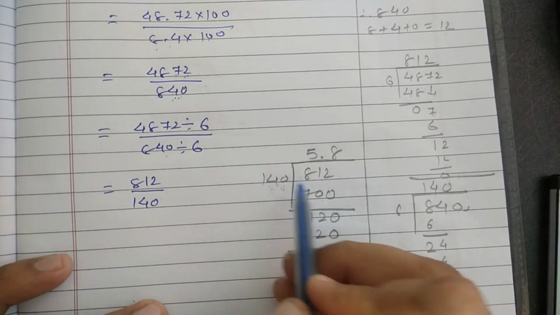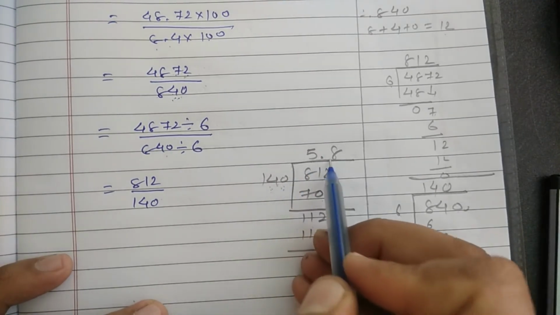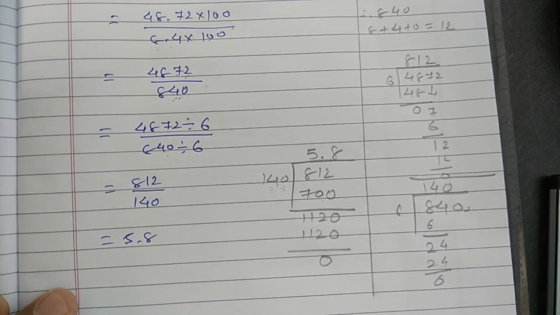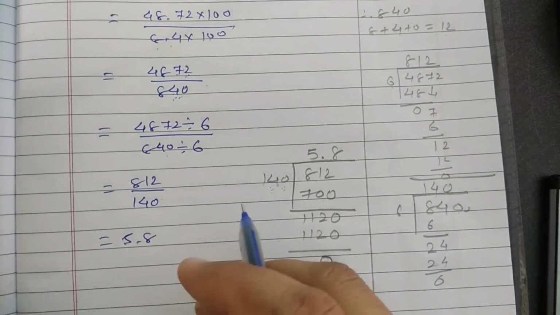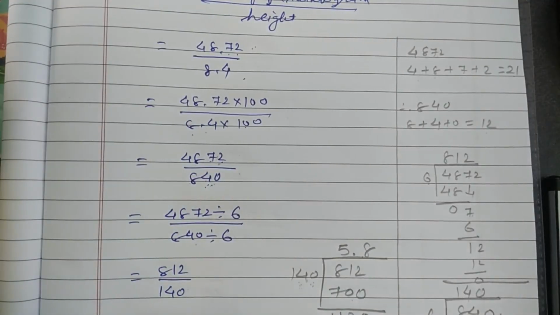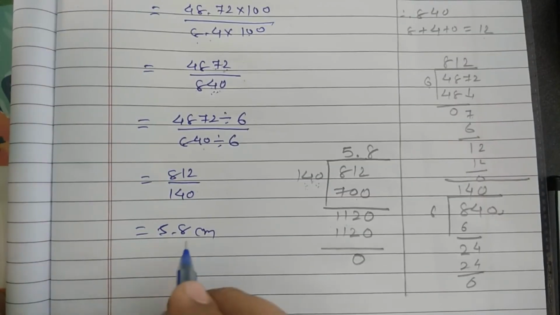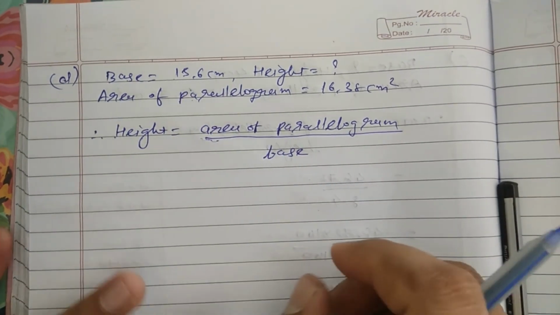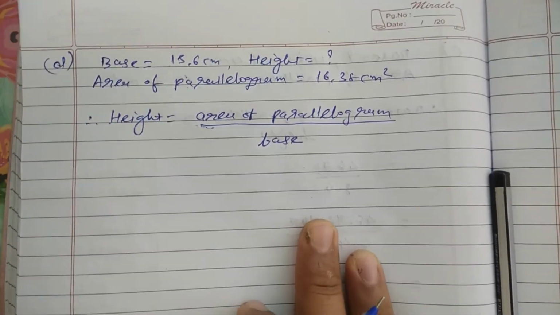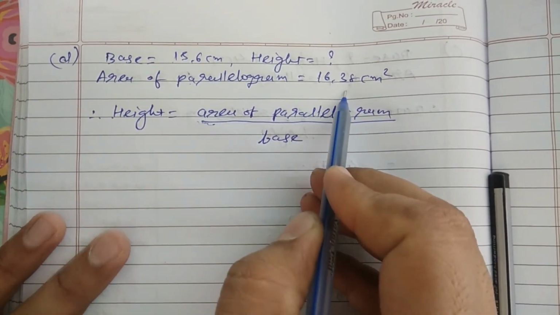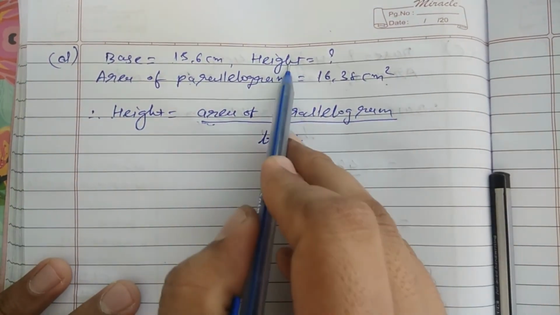So what is the answer? 812 divided by 140 is 5.8. 5.8, and what is the unit? That is centimeter. So here we found the base, 5.8 centimeter. Now next D, here base is given 15.6 centimeter and area of parallelogram is given, that is 16.38 centimeter square, and we have to find height.